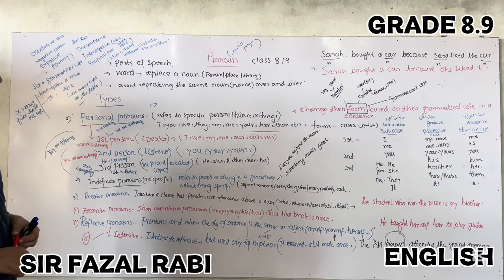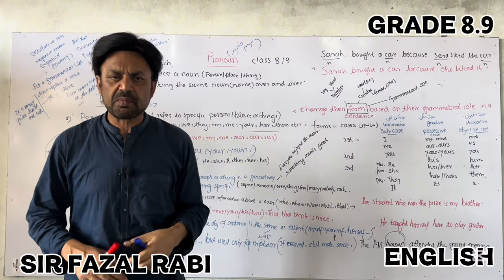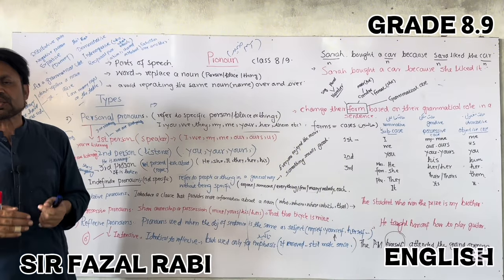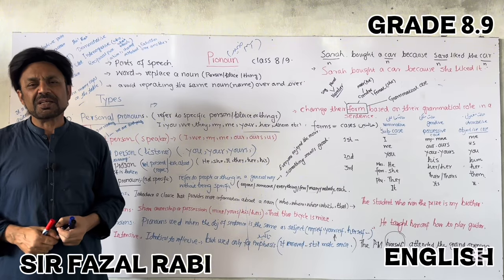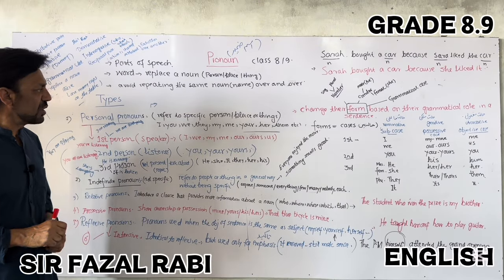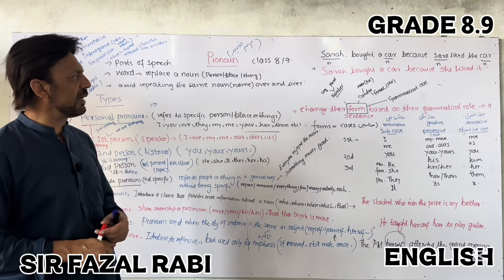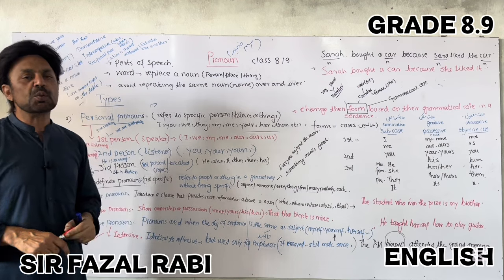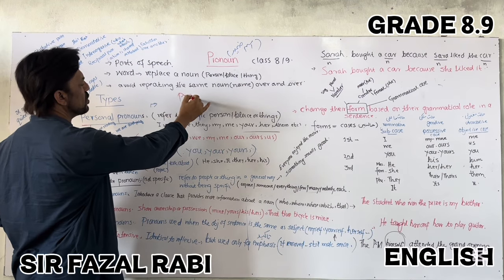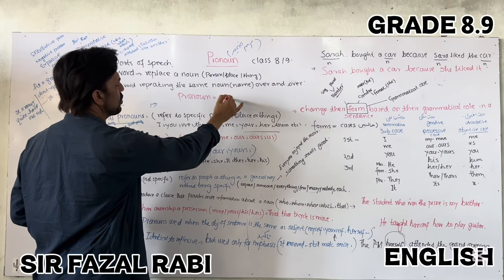Why? To avoid repeating the same noun over and over. Because if we use the same noun again and again, the sentence looks awkward. The tone of the sentence is not good and attractive. So that's why, to avoid the repetition of a noun again and again, we take the help of pronouns. You may also say that a pronoun is equal in range to a noun.